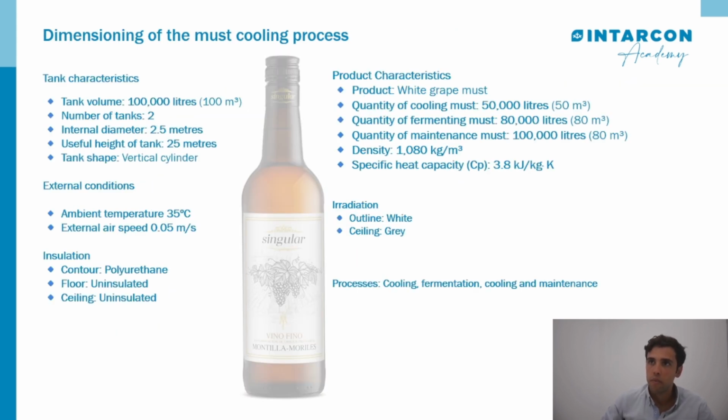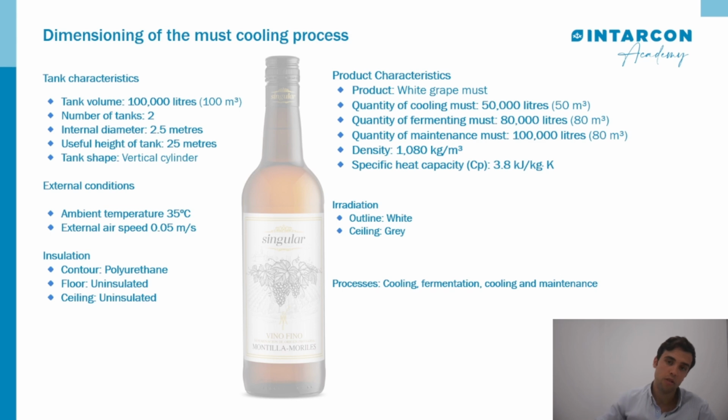So for the dimensioning, we have to know all the variables that we have been talking about before. So the main characteristics are these. For a tank volume of 100,000 liters, we are going to have two tanks with a vertical shape. In addition, the external conditions will be in Córdoba, so the ambient temperature will be 35 degrees.